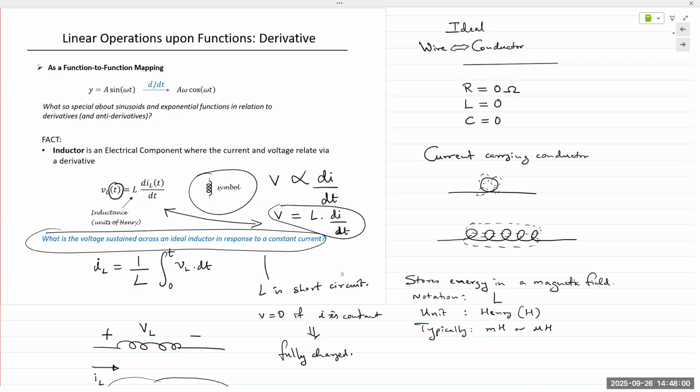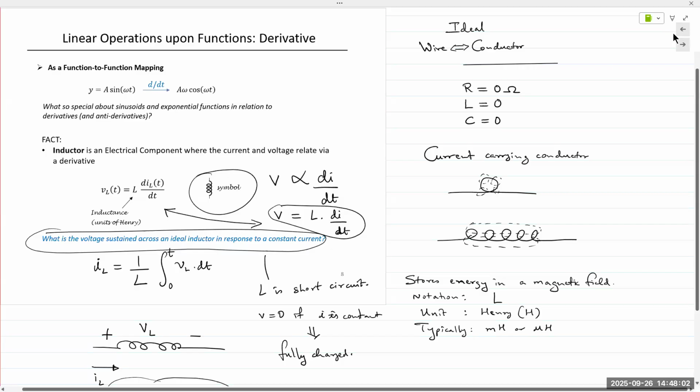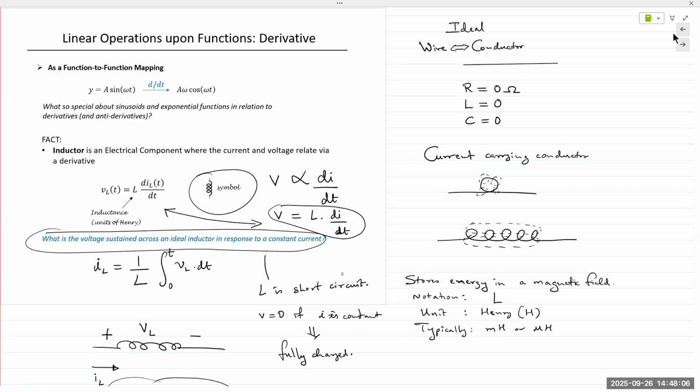Yes. That's for current. Lowercase I is for current. Yes.